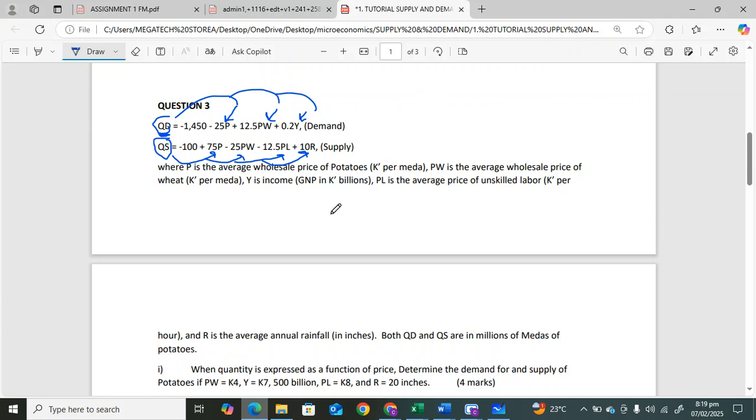Okay, so where P is the average wholesale price of potatoes, kwacha per meter. PW is the average wholesale price of wheat, kwacha per meter. Y is the income, GNP in billions, gross national product. PL is the average price of unskilled labor, kwacha per hour. And R is the average annual rainfall in inches. Both QD and QS are in millions of meters of potatoes.